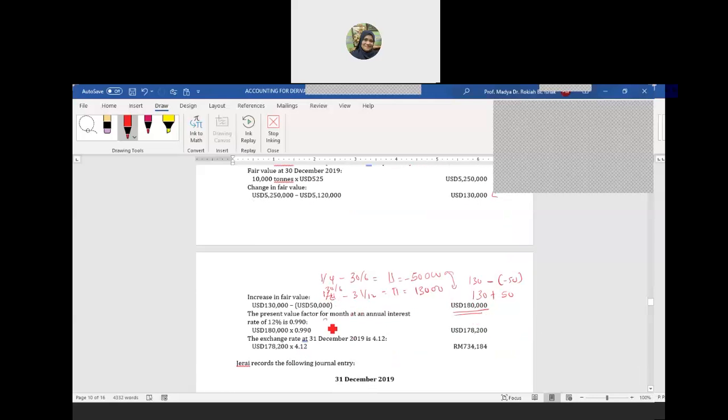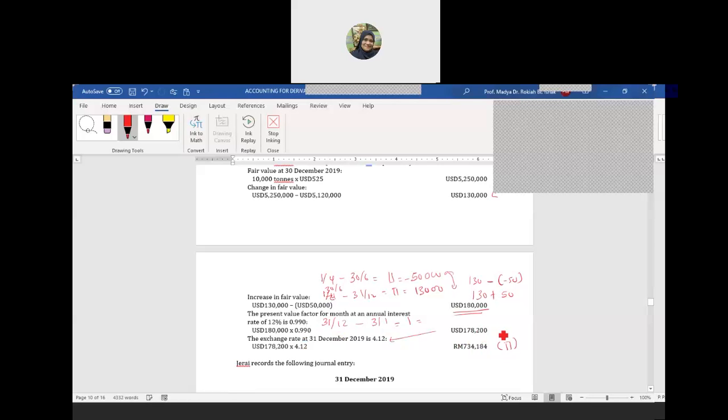The present value here is from 31st of December until 31st of January, so you only have 1 month. The rate for 1 month is 0.99. So 180 times 0.99, you have in terms of USD 178,200, and then the rate on 31st December here is 4.12. Times this one with 4.12, you're going to have 734,184. This is your gain.